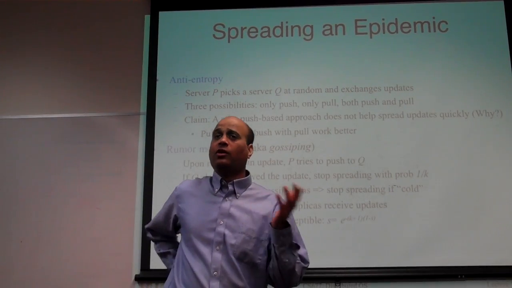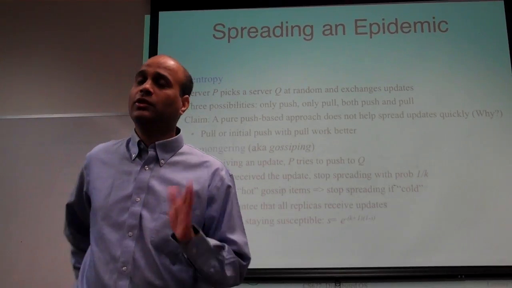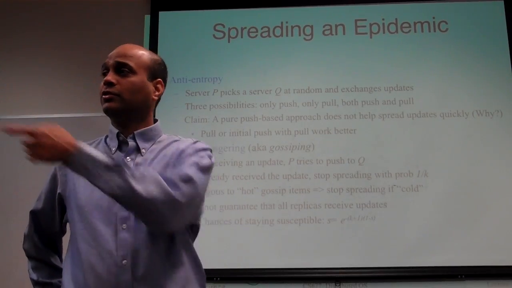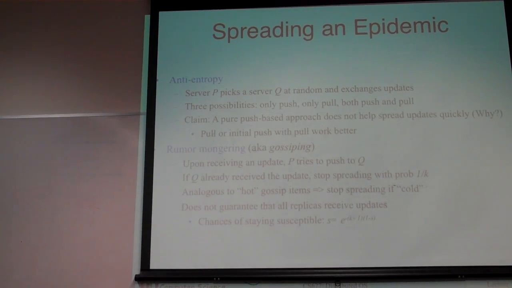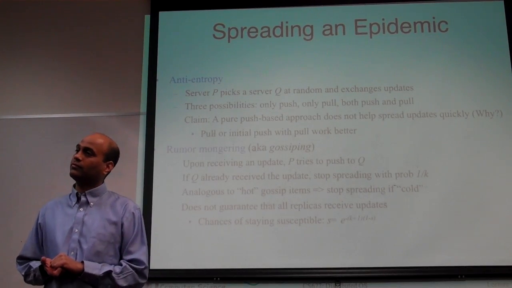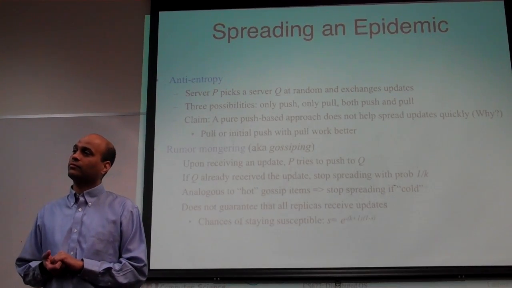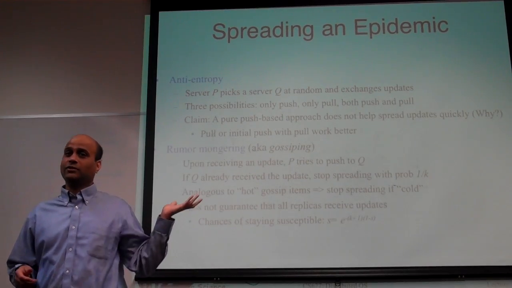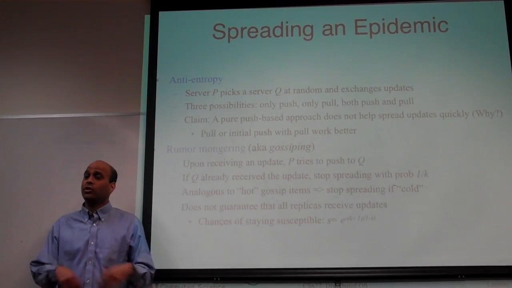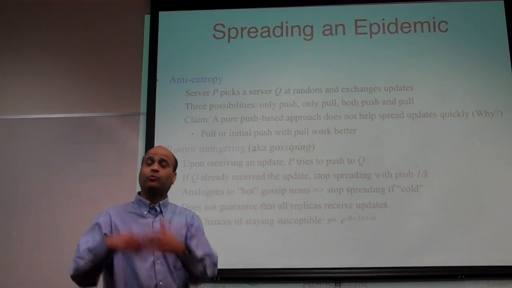Okay, so let's think about how a push-only approach works. You can think of an analogy, right? Randomly select a machine. If you have n machines and you're randomly selecting them, on average it takes about n log n tries to select all of them. So this is basically very simple probability or randomization. It's a randomized protocol. You're randomly choosing a server and pushing updates.